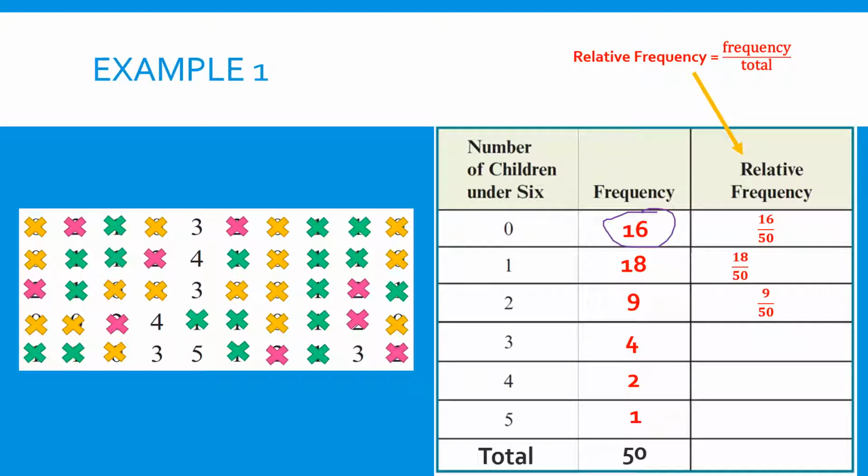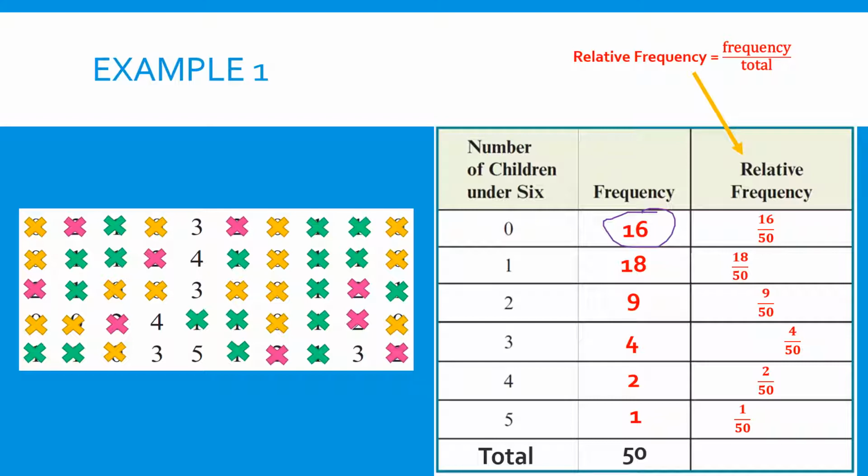Once again, I should have mentioned this on the last two, but you do not need to worry about simplifying. I'm fine with you leaving these fractions unsimplified. And most of the time in your statistics class, this will be the case as well. You usually don't have to simplify fractions. Alright, for 3 children under the age of 6, we have a relative frequency of 4 over 50. The next row is 2 over 50, and then 1 over 50.